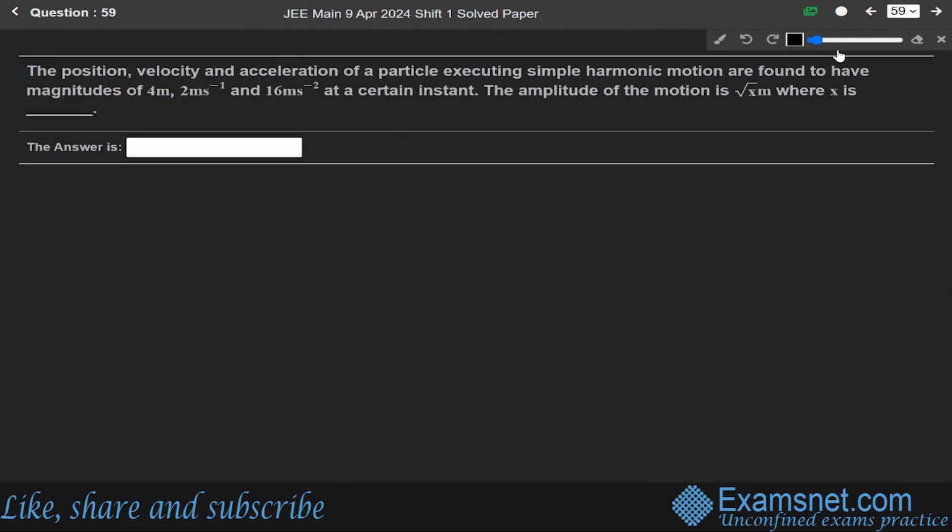Now question 59. The position, velocity, and acceleration of a particle executing simple harmonic motion are found to have magnitudes of 4 meter, 2 meter per second, and 16 meter per second square. The amplitude of the motion is root x meter, where the value of x is. So position is given as 4 meter, velocity is given as 2 meter per second, acceleration is given as 16 meter per second square.